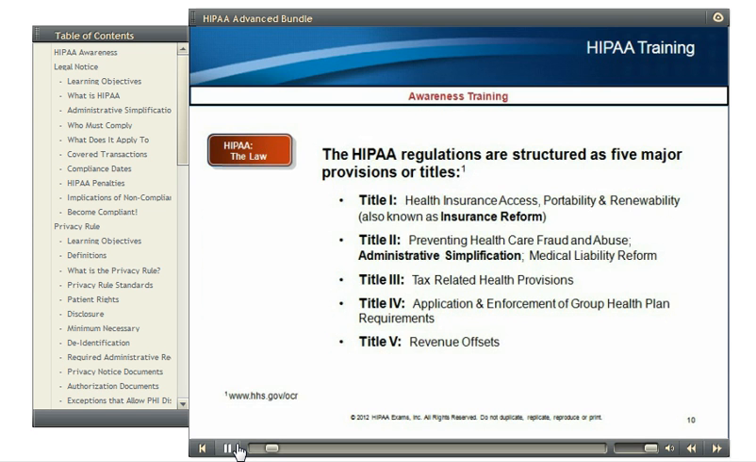The HIPAA regulations are structured as 5 major provisions or titles. Title I, Health Insurance Access, Portability, and Renewability, also known as Insurance Reform. Title II, Preventing Healthcare Fraud and Abuse, Administrative Simplification, Medical Liability Reform. Title III, Tax-Related Health Provisions. Title IV, Application and Enforcement of Group Health Plan Requirements. Title V, Revenue Offsets.